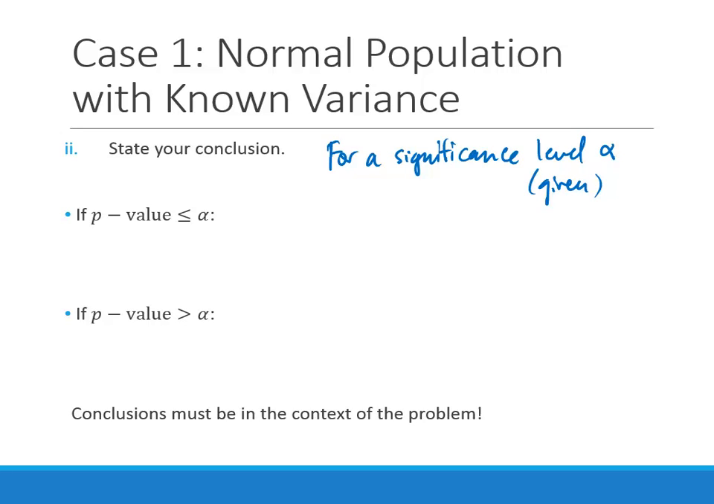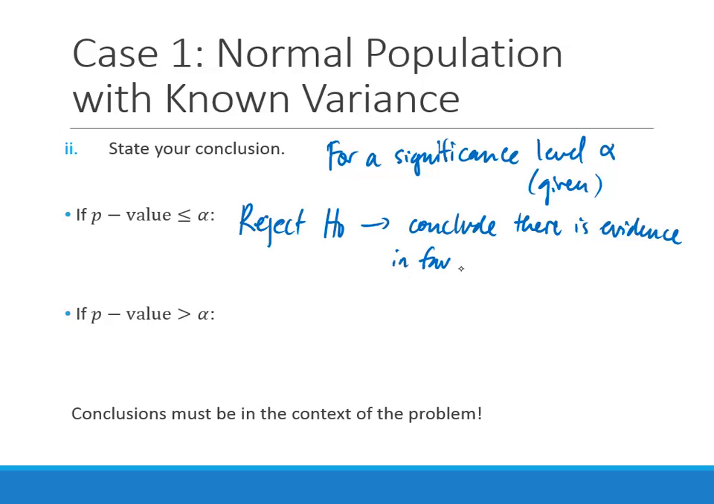We want to reject the null hypothesis, exactly. So the idea being that the p-value gives you an idea of how likely it is that you observed what you did if the null hypothesis is true. So if the p-value is small, that means that probability was small, and so you want to reject the null hypothesis. And our conclusion is that there is evidence in favor of the alternative.